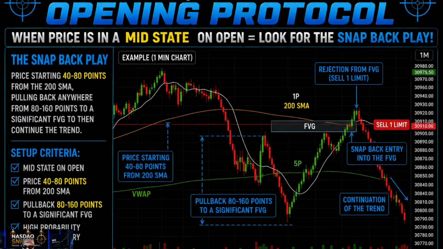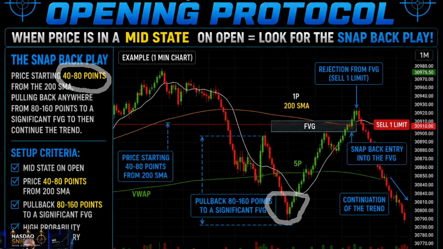We were in what's called a mid-state at open. Let me show you this. This is a part of my Nasdaq Sniper protocol. When price is in a mid-state, it means price starts about 40 to 80 points from the 200 SMA, right? So price is under VWAP. Let's say price starts around here, and it's 40 to 80 points away from the 200 SMA on the 1-minute chart.